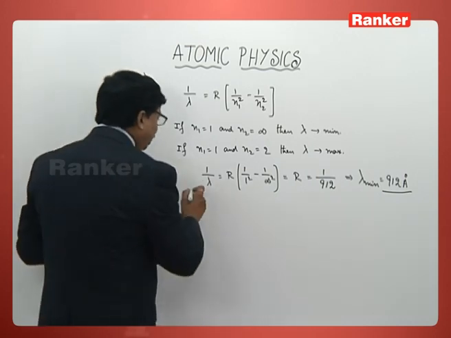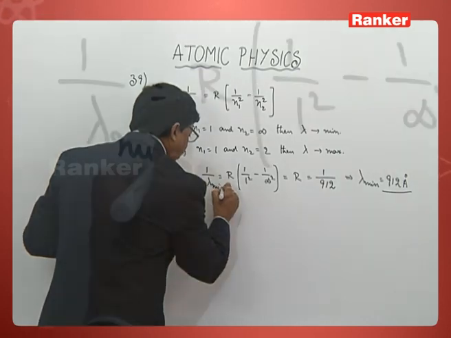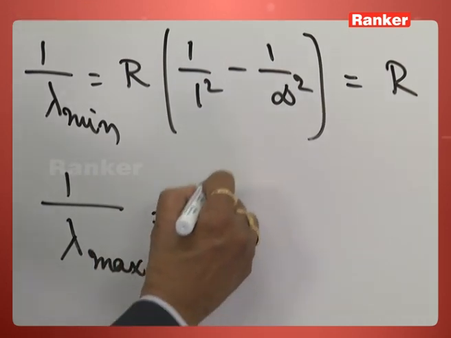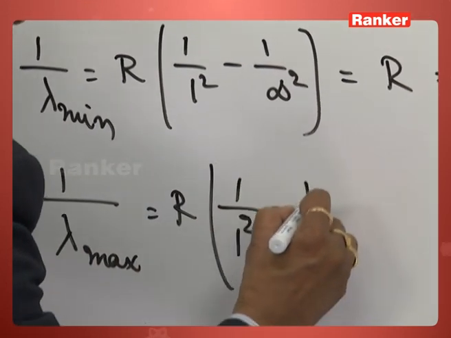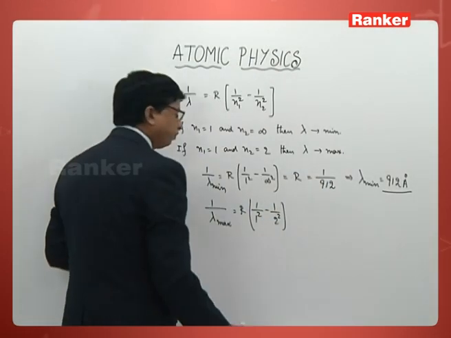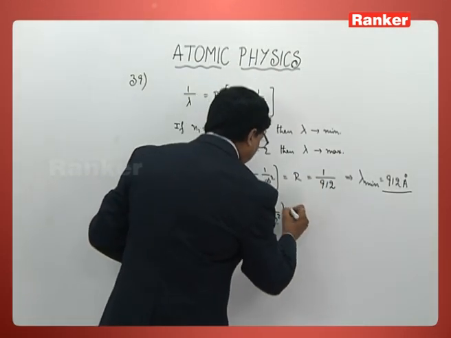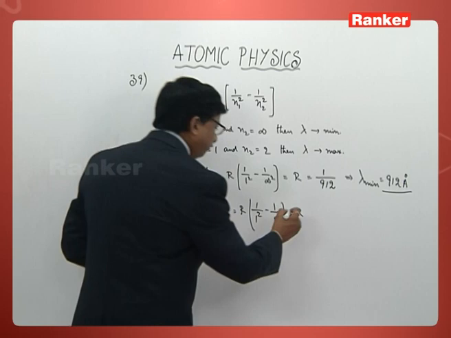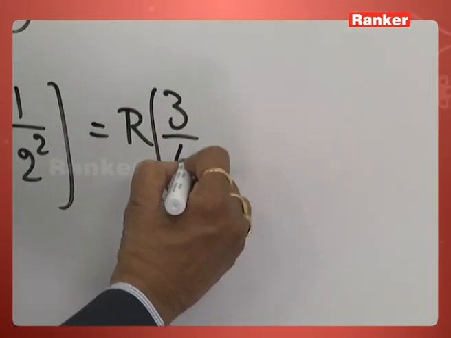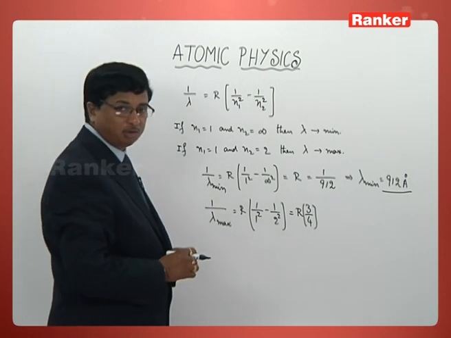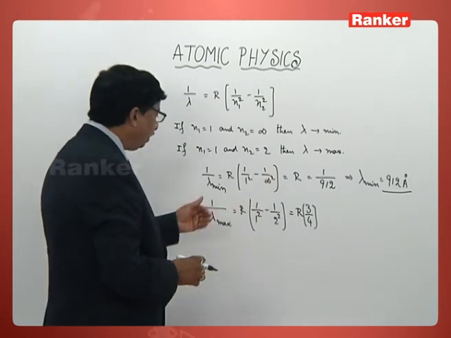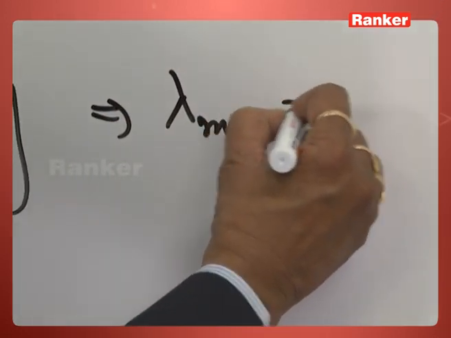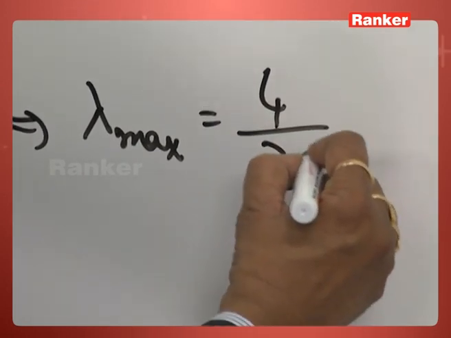And what about the second one now? This is for minimum I am talking. Then what is for maximum? Lambda max: R times 1 by 1 square minus 1 by 2 square. You can directly write it this way: R into 1 minus 1 by 4, which now becomes 3 by 4. So that is 3R by 4, 3/4 of R. What is the value of lambda max now? That can be taken as 4 by 3R.